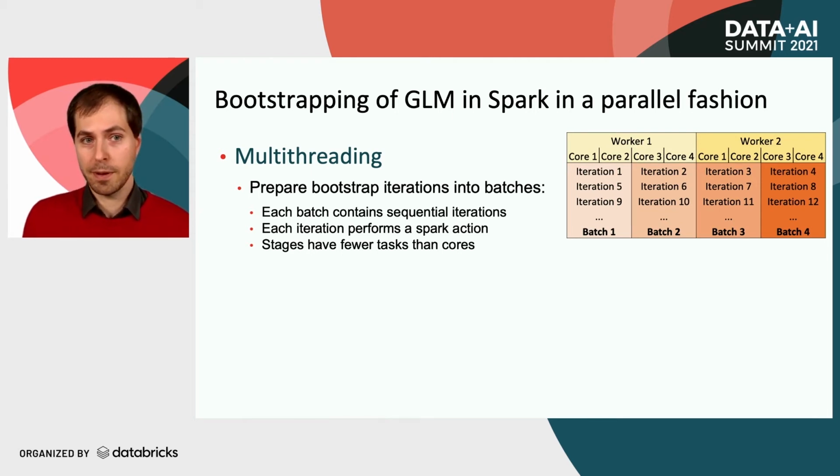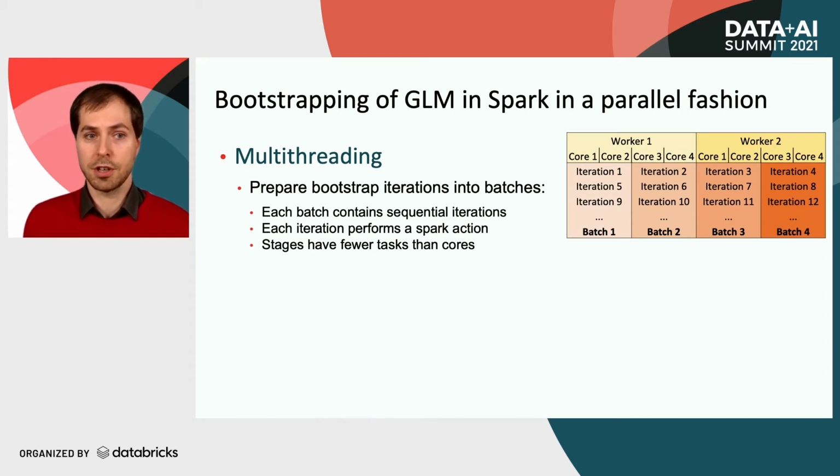So you need to put the bootstrap iterations into batches. Let's say you have, in this case, 12 iterations. In real life, you would have, for example, 2000. You would put them into batches. In this example on the right, I have 4 batches, and you can see that in each batch, I have 3 iterations. Each batch consists of sequential iterations, so these iterations will be run sequentially. But I prepare many of these batches that will get executed in parallel so that their tasks can go in parallel to the different cores in the cluster.